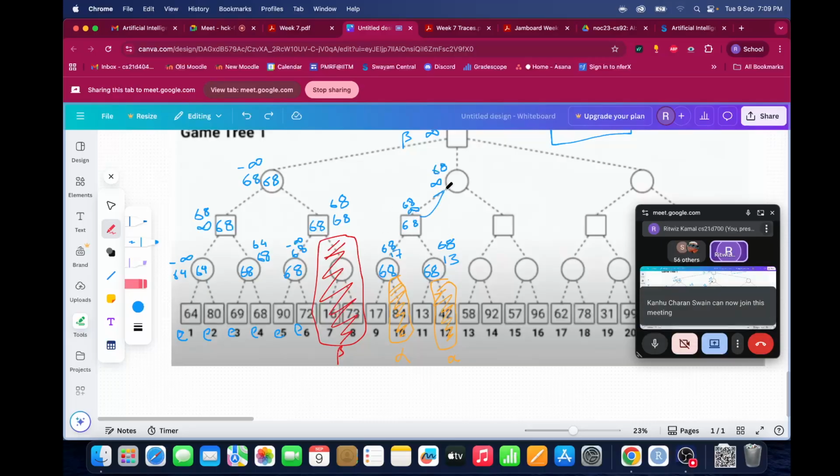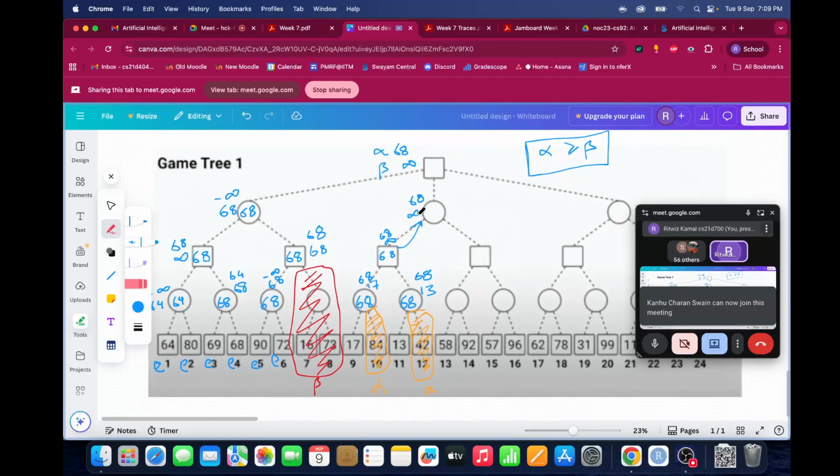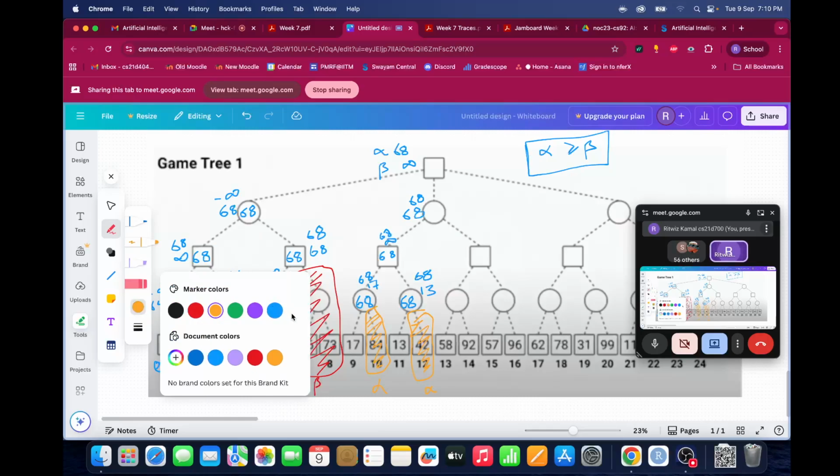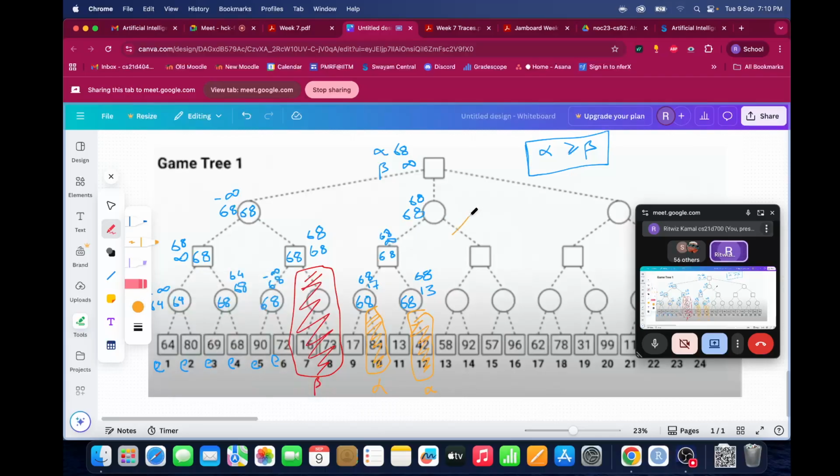The 68 will now be passed on to its min parent, whose current beta value is plus infinity. Will it be updated? Yes, it will become 68, and again a cutoff condition has been reached. So in this case, what kind of cutoff will it be? Alpha cutoff, right? Because it's a min node. So this edge will be cut off, and by virtue of cutting off, this whole subtree will be cut off as well.